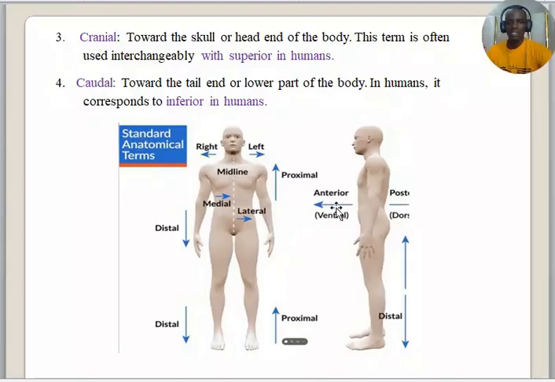Okay, so we have also anterior and posterior. So when you talk of anterior, you talk about the ventral or the frontal part. We talk of posterior, we talk of the dorsal, the back part. It's referred to as posterior. Okay.